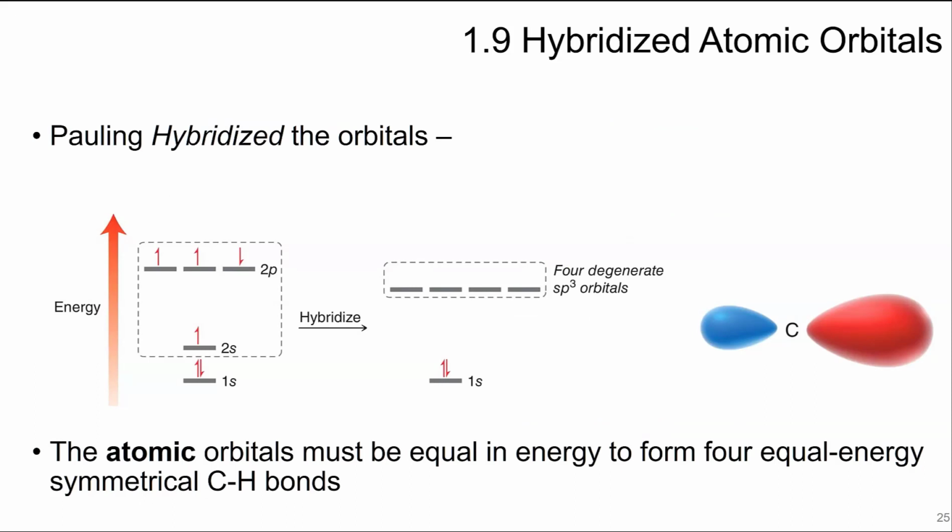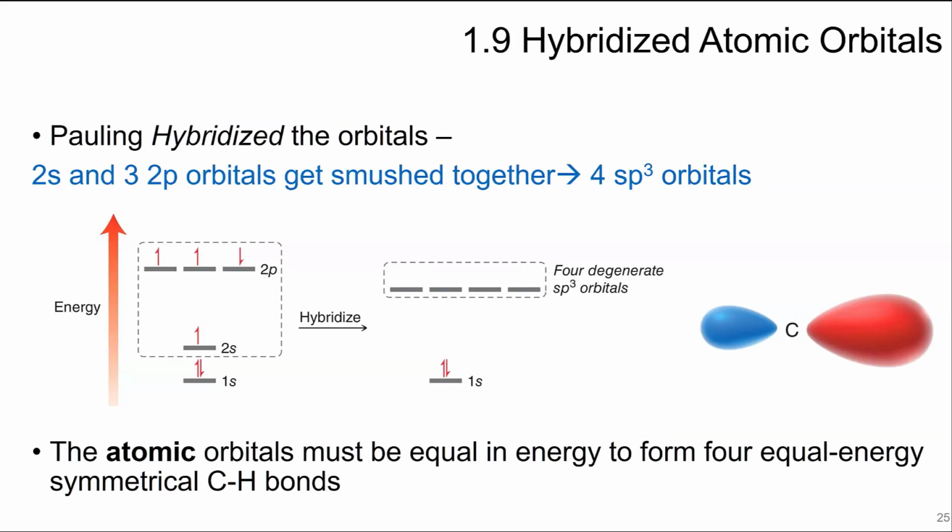Well, what Pauling did was he hybridized the orbitals. He put the 2s and 3 2p orbitals together. He smushed them together, you can think of it that way. We have these 3 2p orbitals and 1 2s, so he hybridized it, or smushed it together, to get 4 degenerate orbitals. He put all these lines together and had an in-between level. So we have 1, 2, 3, 4 electrons, and they're all going to be this combined sp3. So all these atomic orbitals are now of equal energy to form 4 equal energy symmetrical CH bonds.